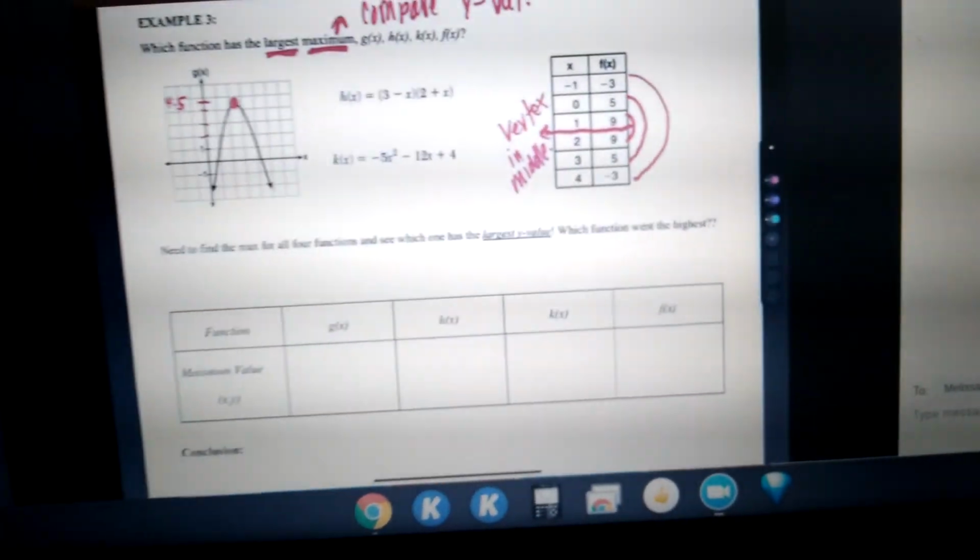All right. So we are out of time. I will post the answer key for this. Everyone understand? This is not hard. You're just comparing the y values.